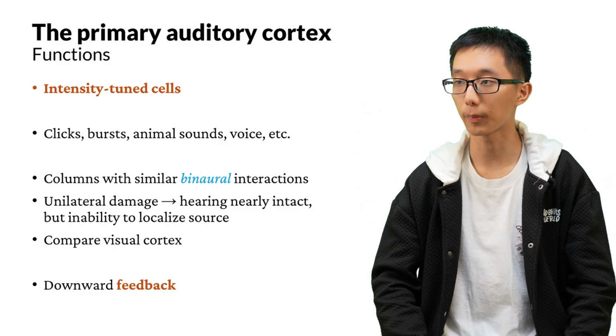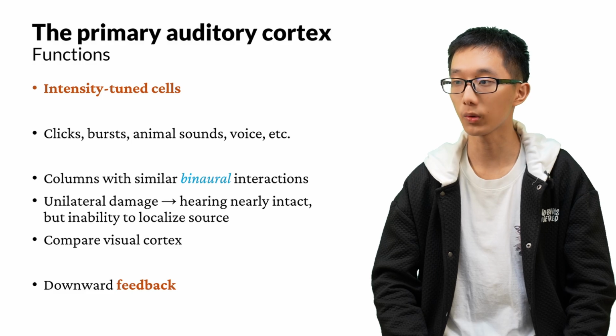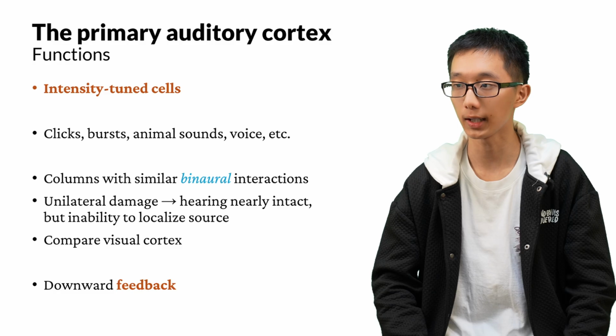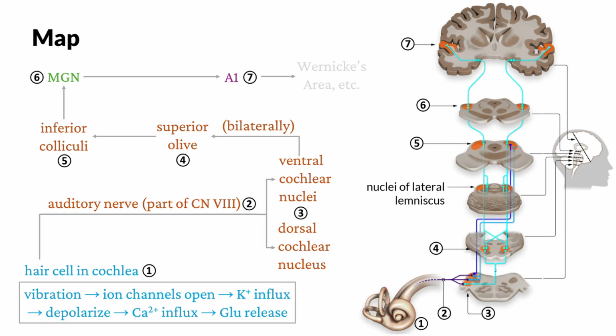And another function of the primary auditory cortex is downward feedback. Just like the visual cortex feeding back to the LGN, the primary auditory cortex also feeds back to the MGN and other brainstem structures.